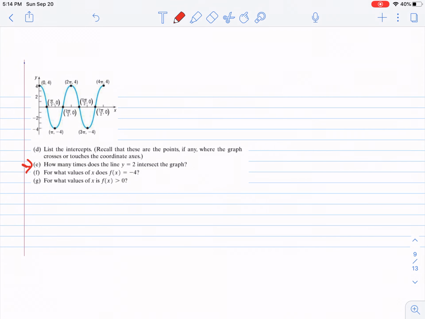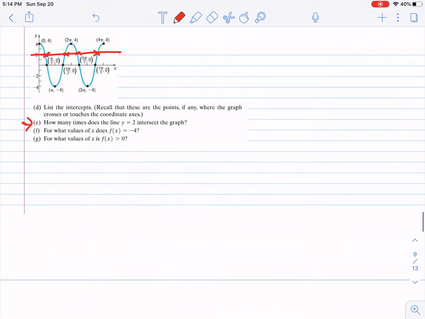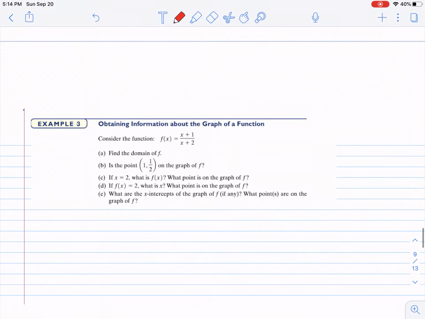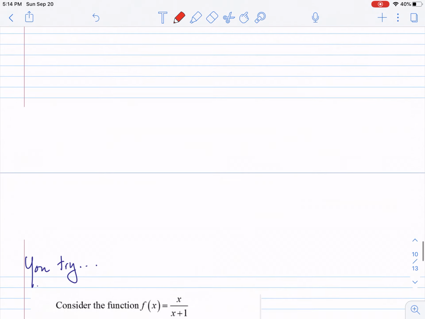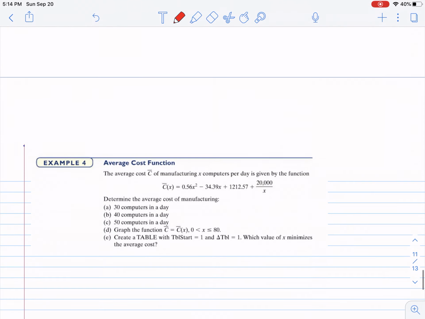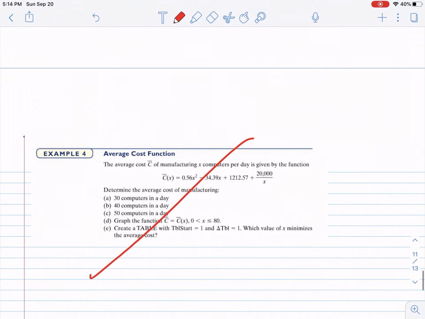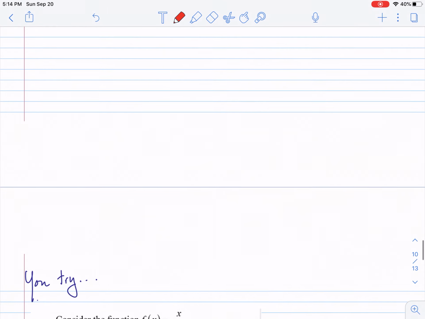Part E, how many times does the line y equals 2 intersect the graph? Well, I would draw an invisible line right through 2. That's 1, 2, 3. It intersects the graph 4 times. Trying to think if there's anything complicated in this. I don't think there is. I think you could probably handle all of this. Don't worry about this average cost function, and just try the homework, all right?